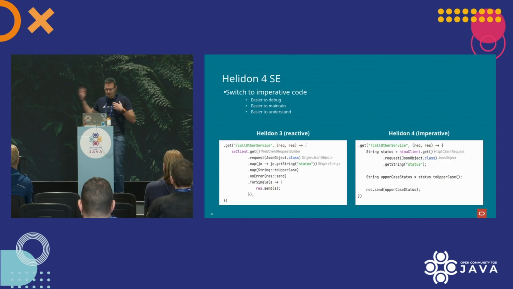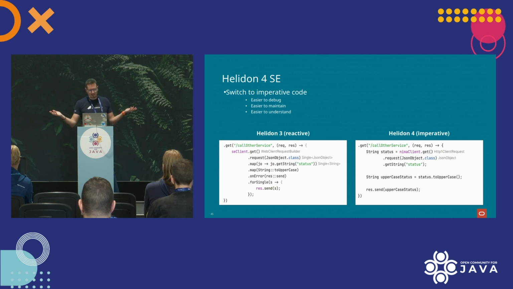Here's the comparison. You can see Helidon 3 SE, the reactive one, and Helidon 4, the imperative one. You can see reactive operators right here. If you will be debugging this, this is the HTTP client. So you actually are calling some other service with a reactive client. You have a lot of callbacks here, and if you will be debugging this, you will be jumping there and back through all those lambdas, and it will be in a different order.